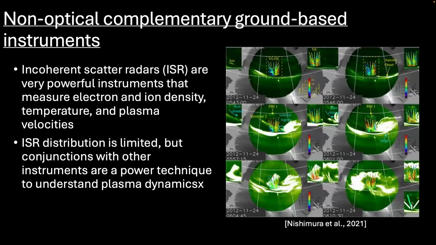So for non-optical instruments, we also have many, many instruments. This is one example of one of my favorite instruments because it's extremely powerful. This is an incoherent scatter radar. And they usually measure electron and ion density, temperature, and plasma velocities. The spatial distribution of the ISRs is relatively limited. However, the information of the plasma dynamics that we can obtain with them is not only 2D, we can also get some of the 3D velocities for that plasma. So that will be very interesting when we think about a high altitude aurora to measure that outflow.